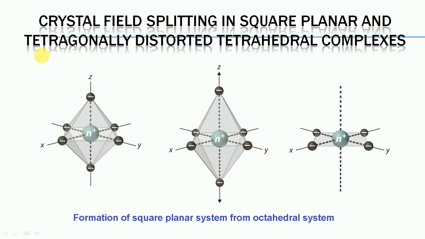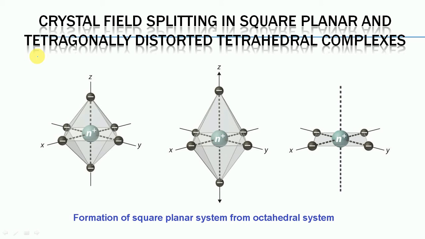The next topic is crystal field splitting in square planar and tetragonally distorted tetrahedral complexes. In this case, we can discuss splitting of d orbital in square planar and tetragonally distorted tetrahedral complex. The splitting of d orbital in square planar complexes can be discussed on the basis of Jahn-Teller theorem, which we can discuss in detail in the next lecture.